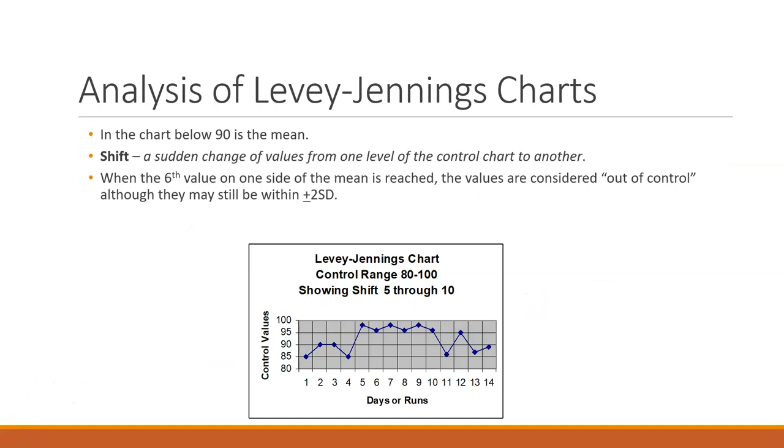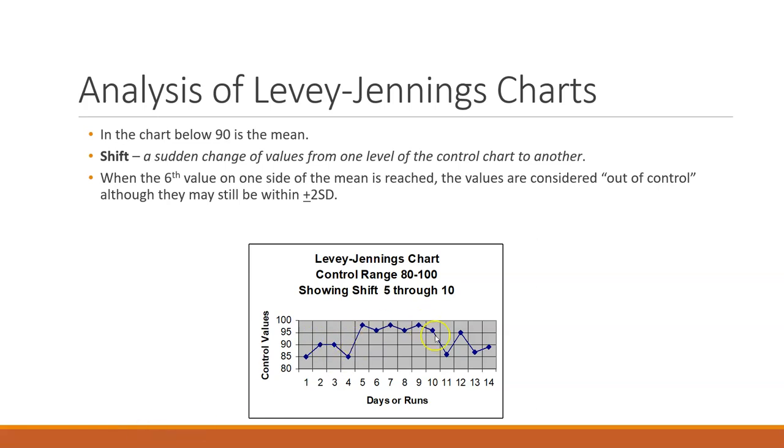So we're going to look at a Levy-Jennings chart that indicates a shift. In the chart below, 90 is the mean. So we have 90 plus or minus 1 standard deviation, then plus or minus 2 standard deviations. A shift is defined as a sudden change of values from one level of the control chart to another. When the 6th value on one side of the mean is reached, the values are considered out of control, although they may still be within plus or minus 2 SD.